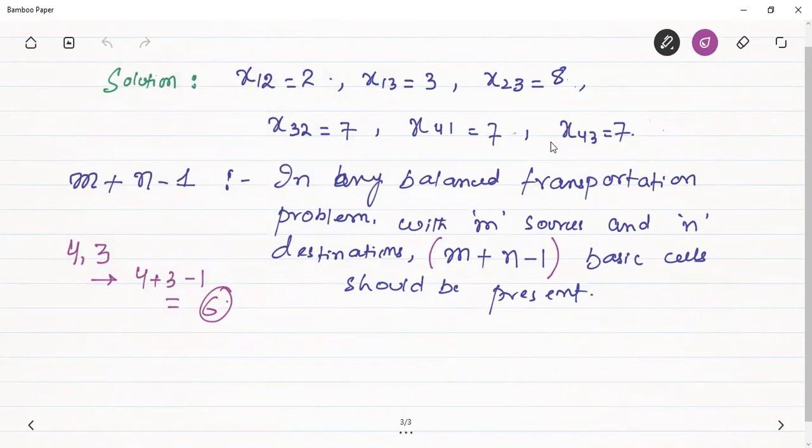Can anyone say why we get 6 allocations? कोई मुझे बता सकता है कि 6 allocations क्यों हो गई? Three variables, four equations. 3 variables, 4 equations, उससे क्या होगा?